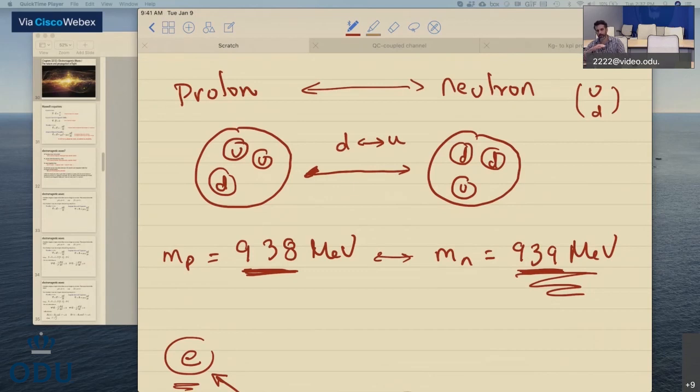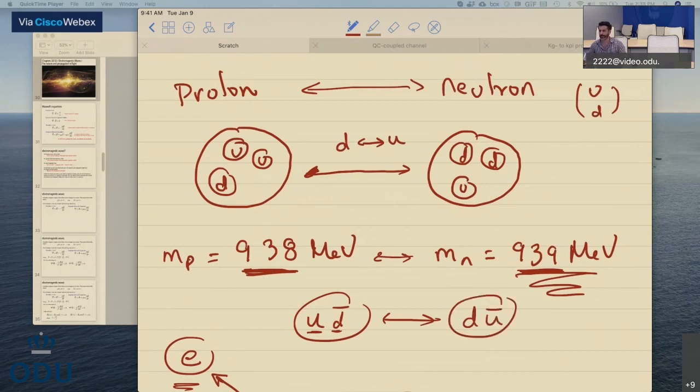If I create some state, let's say a up and an anti-down, and I flip all the up and down quarks to be a down and an anti-up, these two states are exactly degenerate with each other, or they're close. In this case, they're exactly degenerate.